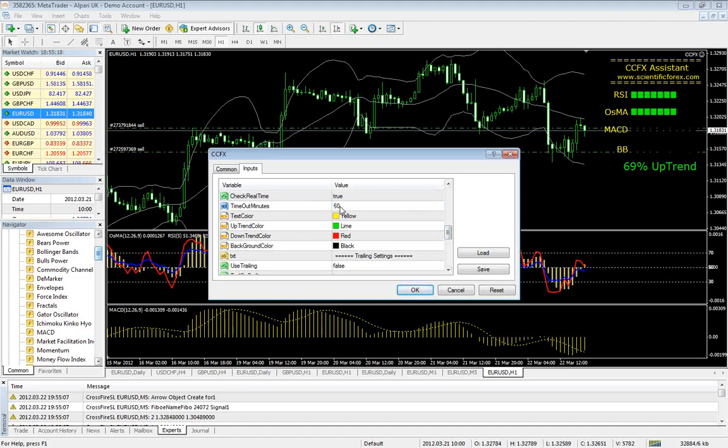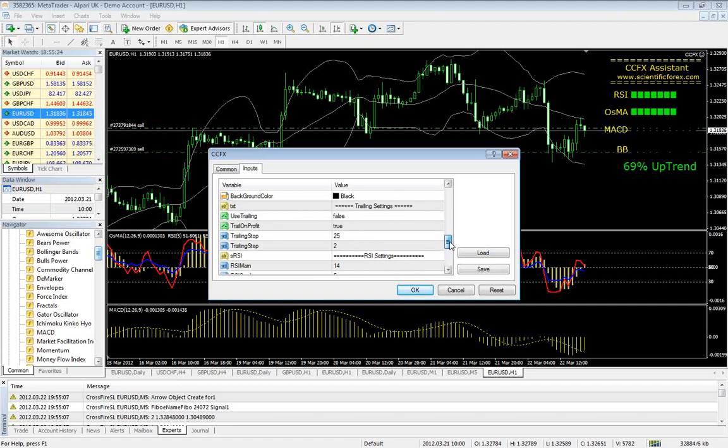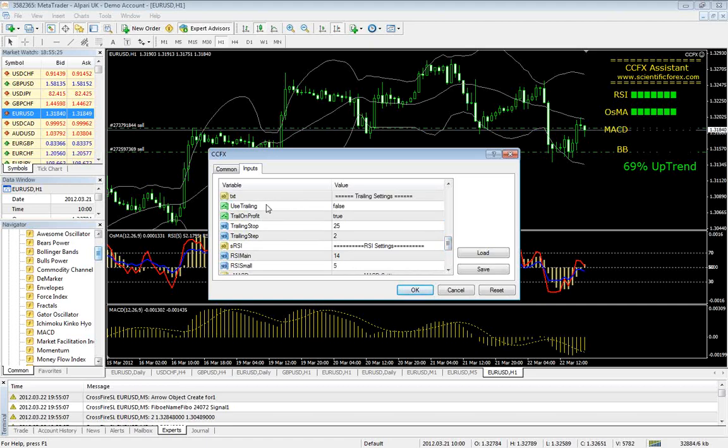Timeout minutes. This is the number of minutes to give you a new pop-up if you click on the no button. Okay, the trailing settings. If you want to trail your order, just set this one to true and adjust the trailing stop and the trailing step. Step is the number of pips to move a stop loss, from 2 to 2 pips and so on. You can set 3, 4, 5, whichever is easier for you. Trail on profit, if you set this one to true, it will trail only when you are in profit, when there is more than 25 pips in profit, or you can say 15, whichever is easier for you.